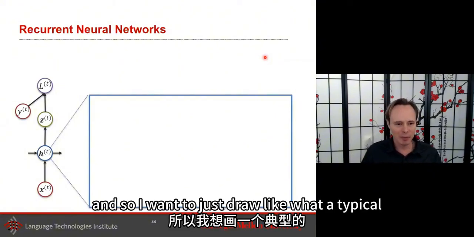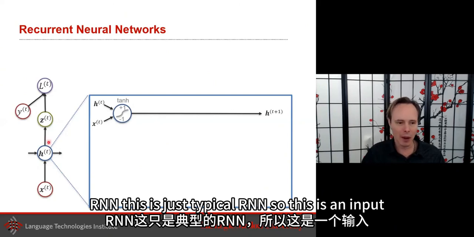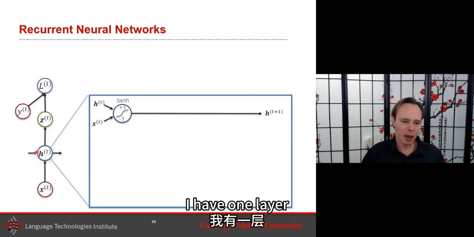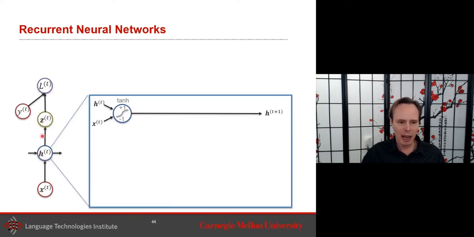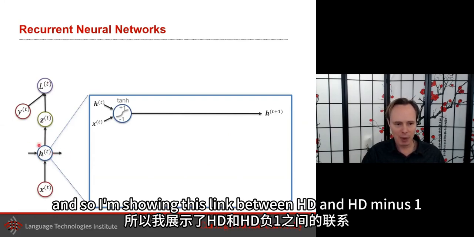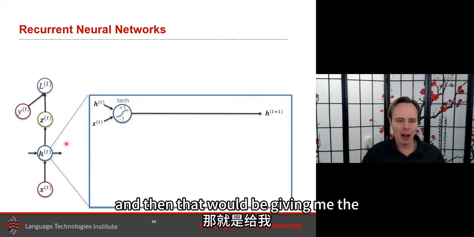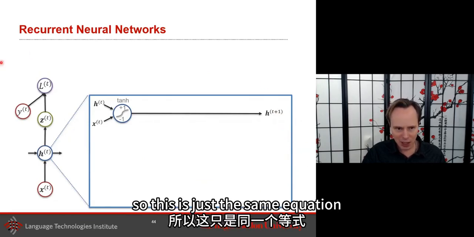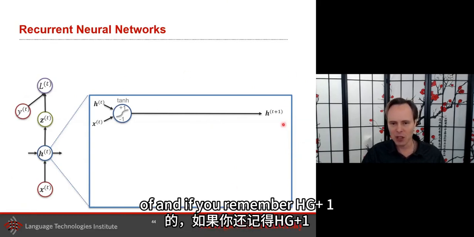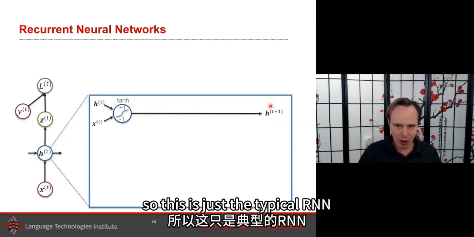And so I want to just draw what a typical RNN looks like. This is just a typical RNN. So this is an input, I have one layer of neural network, and then my score. And this is repeated over time. I'm showing this link between h_t and h_{t-1}. The typical way is multiplied by W, and then with some kind of activation function. And that will give me the impact on h_{t+1}. And if you remember, h_{t+1} will also have the evidence of x_{t+1} added to it. So this is just the typical RNN.